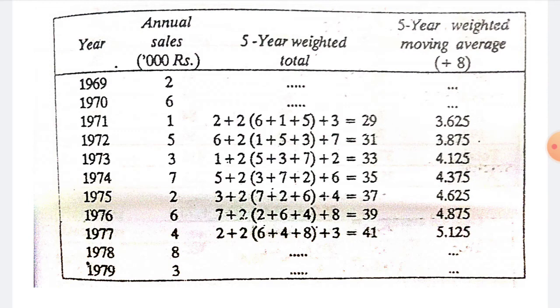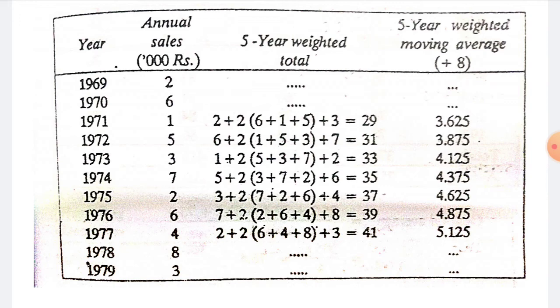So 6 plus 2 times of 1 plus 5 plus 3, plus 7, that is 31. 1 plus 2 times of 5 plus 3 plus 7, plus 2 is equal to 33. 5 plus 2 times of 3 plus 7 plus 2, plus 6 is equal to 35. Next, 3 plus 2 times of 7 plus 2 plus 6, plus 4 is equal to 37. 7 plus 2 times of 2 plus 6 plus 4, plus 8 is equal to 39. 2 plus 2 times of 6 plus 4 plus 8, plus 3 is equal to 41.